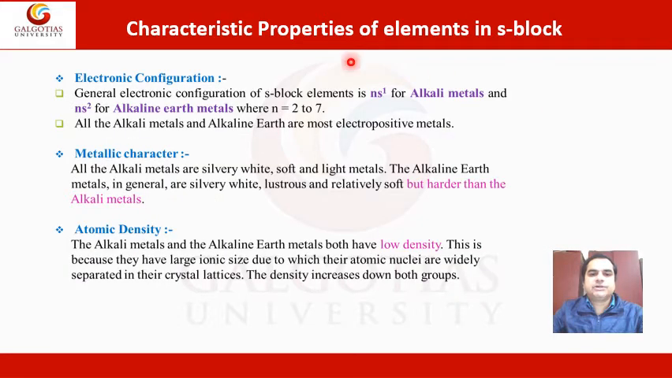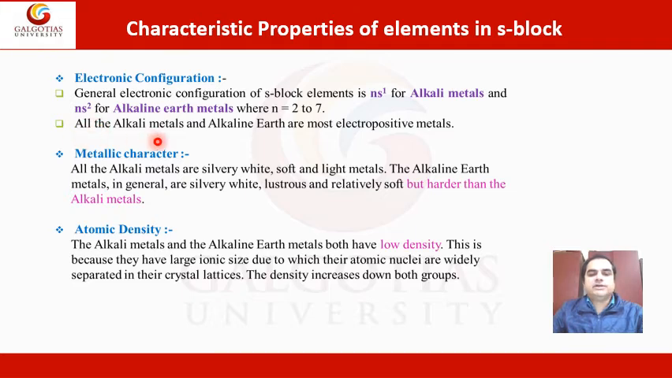Now let us discuss some important characteristic properties of elements in the s-block of the modern periodic table. First, we will discuss electronic configuration. The general electronic configuration of s-block elements is ns1 for the alkali metals, that is group 1 elements, and ns2 for alkaline earth metals, which come in group 2, where n can be 2 to 7 for ns1 and ns2.